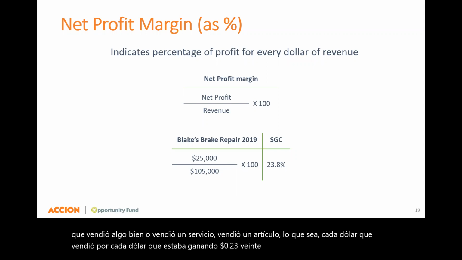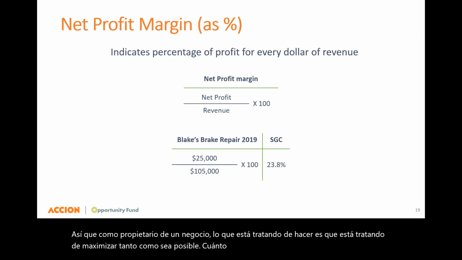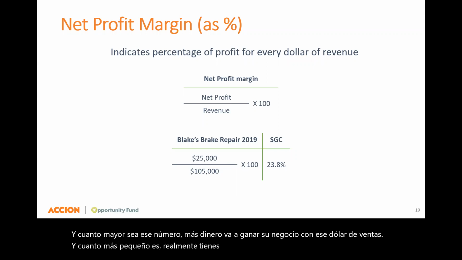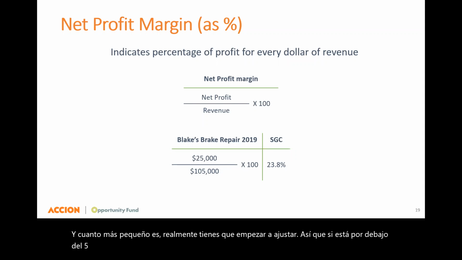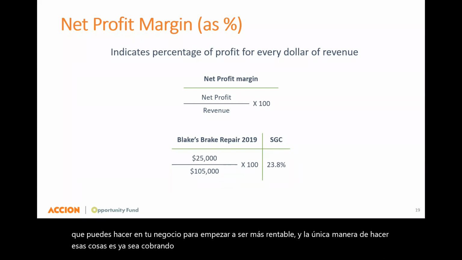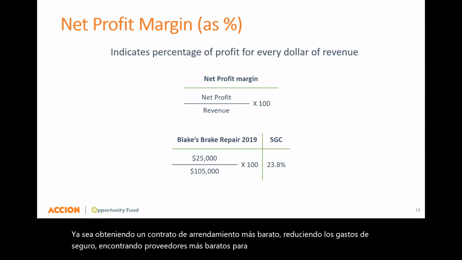As a business owner, you're trying to maximize as much as possible how much of your sales is profit. The higher that number is, the more money your business makes off each dollar of sales. The smaller it is, the more you have to start adjusting. If it's under 5%, you want to understand why, and whether there are things you can do to become more profitable. The only ways to do that are either charging more for products or services, or reducing expenses, whether it's getting a cheaper lease, reducing insurance expenses, or finding cheaper suppliers. It's a really good calculation to understand how profitable your business is whenever you make a sale.